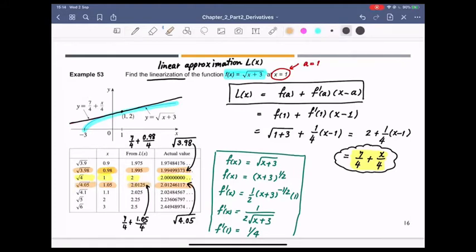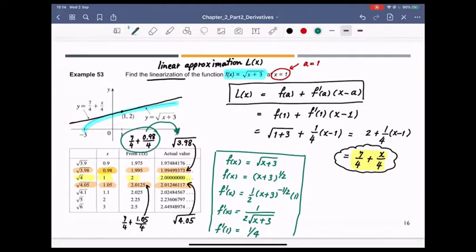So the idea, I would say it again, is that we're trying to use a linear function as our alternative to approximate the harder function. Sounds good? So this is how we use the linear approximation.